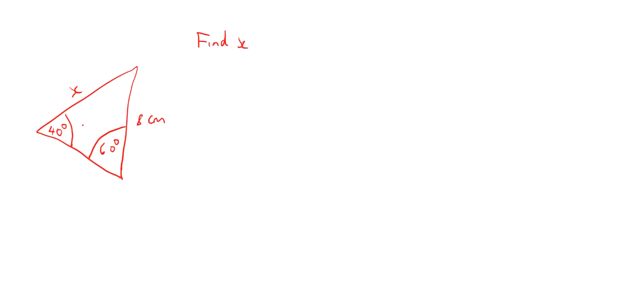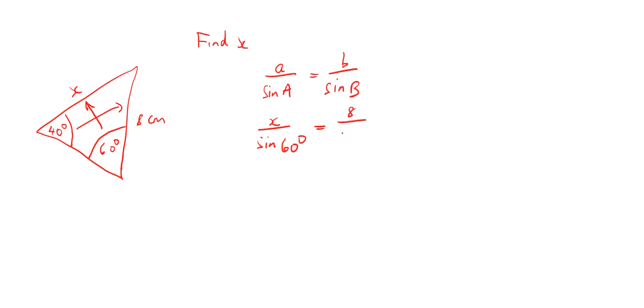So what we're going to use in this case, we have this 60 degrees and the side that is opposite, which is x. We have 40 degrees and the side that is opposite, which is 8 cm. So we're going to apply the sine rule. First you set up the sine rule: a over sine A is equal to b over sine B, and we use a as x over sine 60 degrees is equal to 8 over sine 40 degrees.